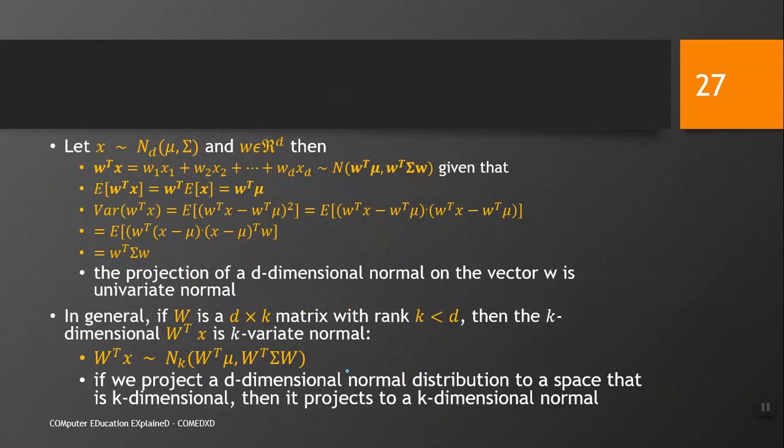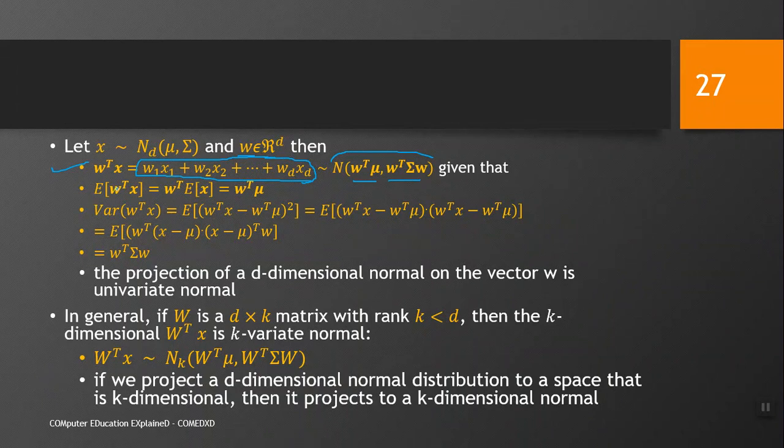Let X belong to n-dimensional normally distributed data and w the set of parameters that belong to d-dimensional real numbers, then w^T x could be written as this, right? This is the linear multidimensional relationship, and it belongs to normally distributed data, right, where this is the weighted mean and weighted variance.